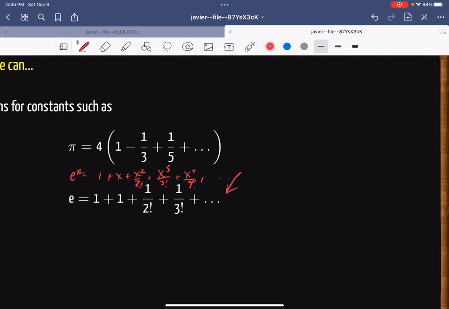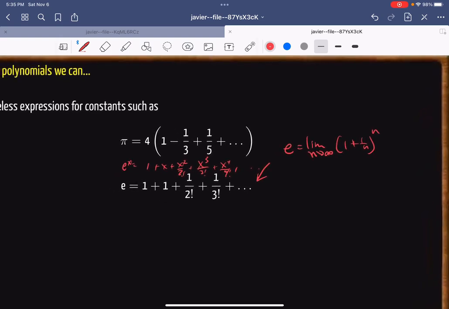Incidentally, if you were paying attention, e was defined to be equal to the limit as n goes towards infinity of 1 plus 1 over n raised to the n. And here we have a new way of looking at that.